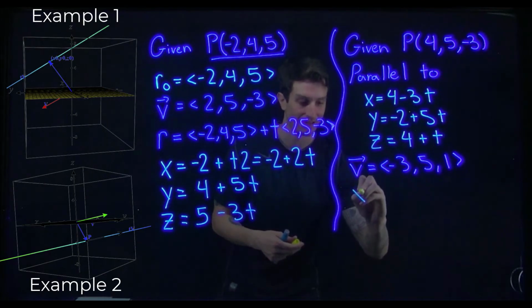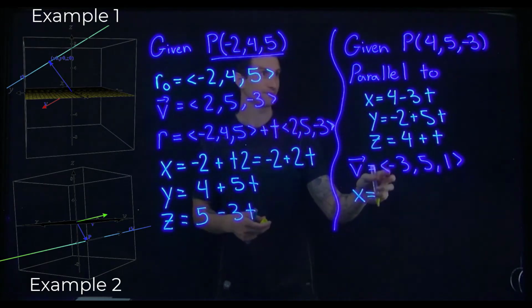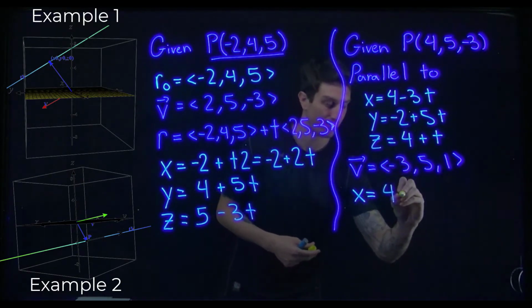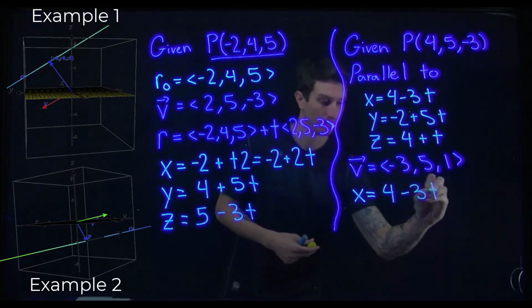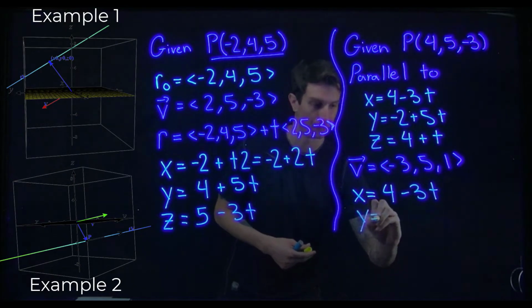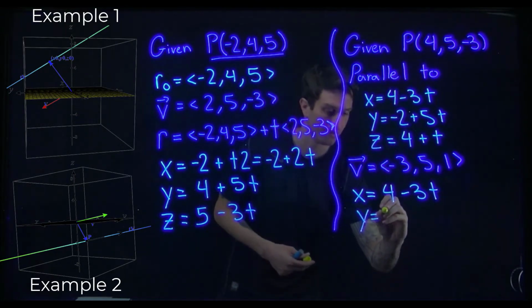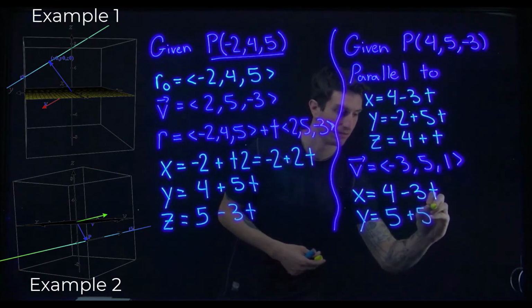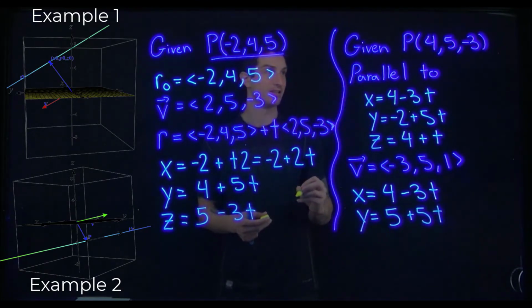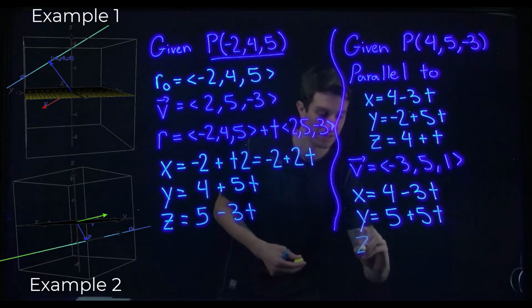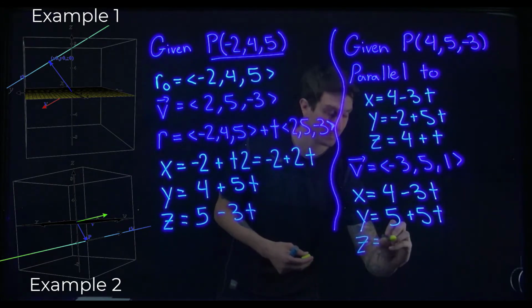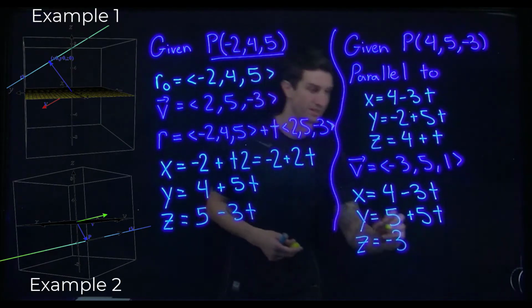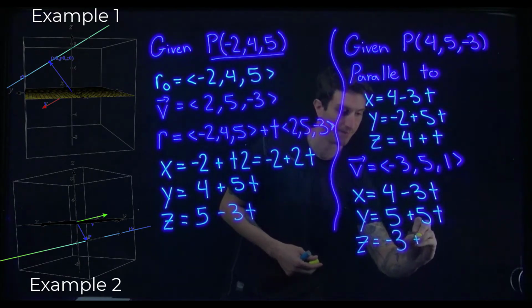So we're going to have x is equal to our point, so we'll say 4 minus 3t. y is equal to our point, 5, plus 5t. And lastly, z is going to be equal to, what do we have for our point? -3, and we have plus t. Awesome. So that is it.